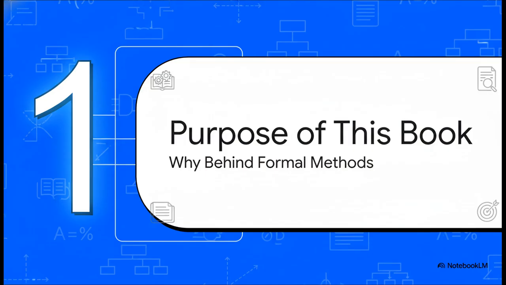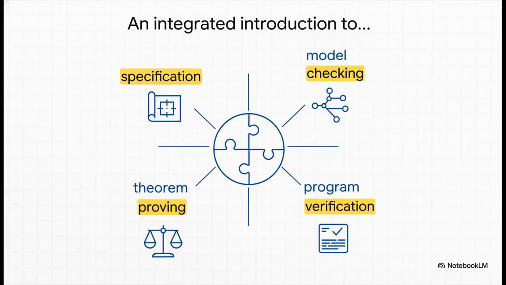So let's start with the big picture. What's the main goal of this book? Understanding the why behind it is really the best place to begin. At its core, the book aims to bring together these 4 key areas of formal methods: specification, model checking, theorem proving, and program verification, into one cohesive introduction. It's really designed to bridge the gap between abstract concepts and their practical application in software development.